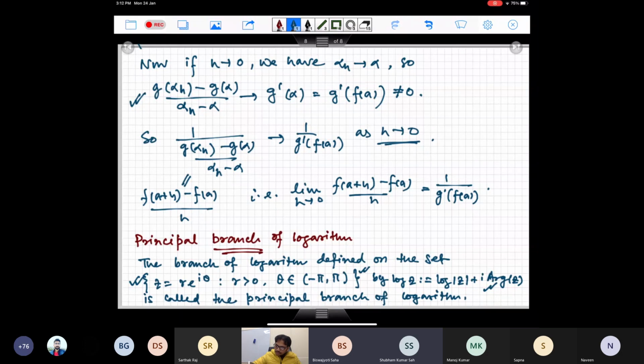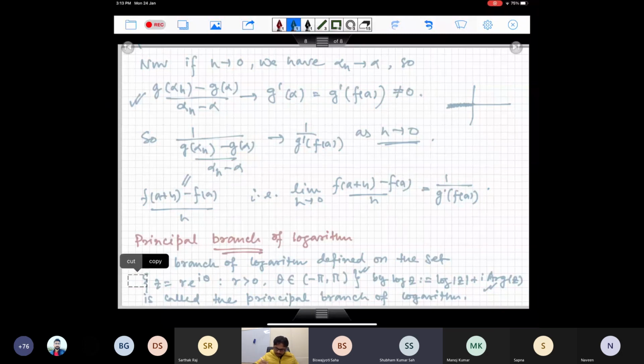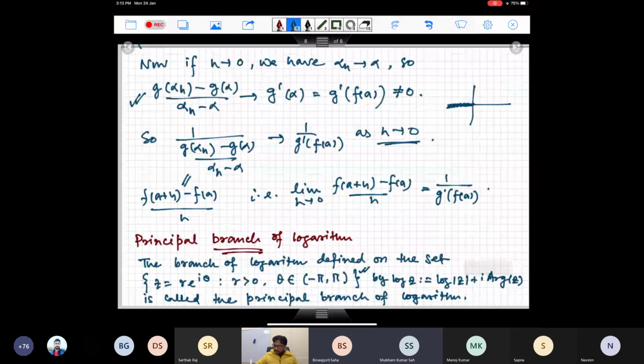Okay, so if you try to draw a picture, this set will be the whole complex plane except this line, including 0. So you just forget that line, and whatever remains is your set, and on that set you define it in this way so that it matches the value on the positive real numbers. So this is called the principal branch of logarithm. Fine, is it clear, the definition? Yes, sir. Okay, great.